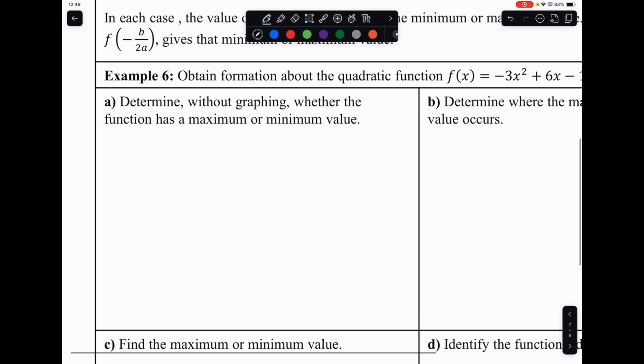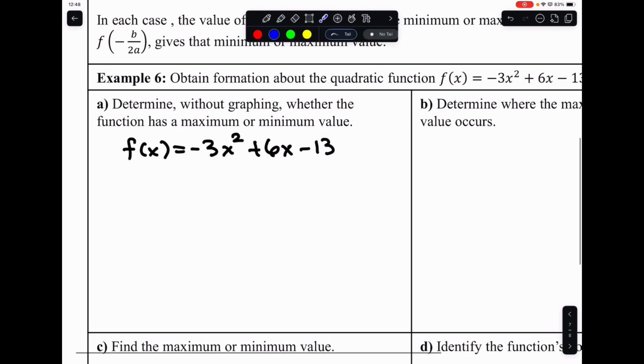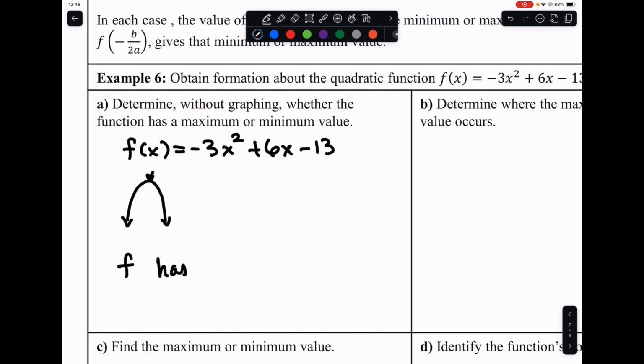So let's determine whether this is going to, again, have a max or a min. Well, the equation f of x equals negative 3x squared plus 6x minus 13. Since the value of a, again, is negative, that means that the parabola is going to open downwards like this. So the vertex is going to be the highest point. So this function, f of x, has an absolute max. This thing will have a maximum value.